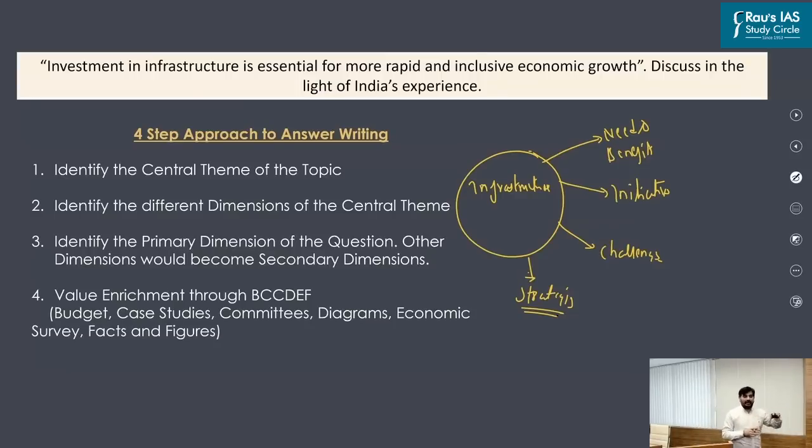Discuss in light of India's experience. Now, what is my primary dimension? See, one primary dimension is obviously this, need and benefits. But is it the only dimension?